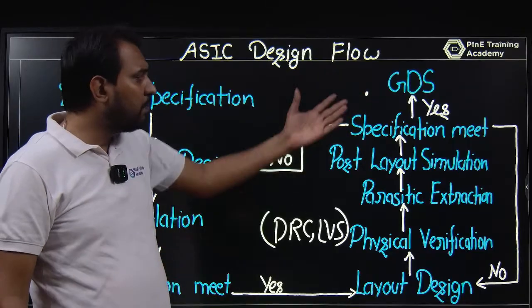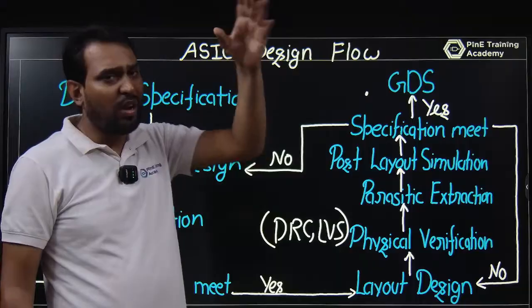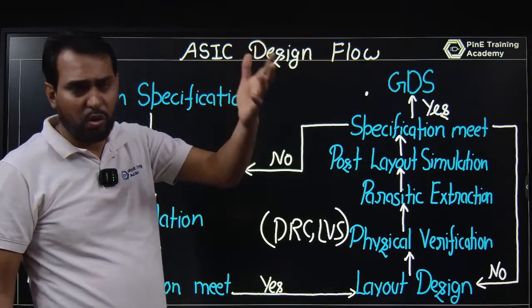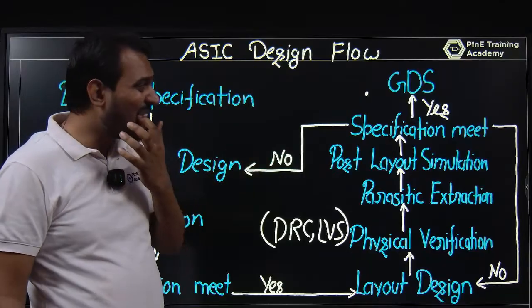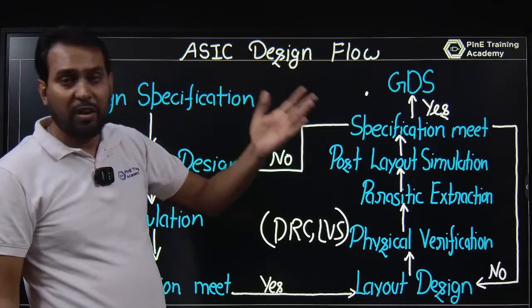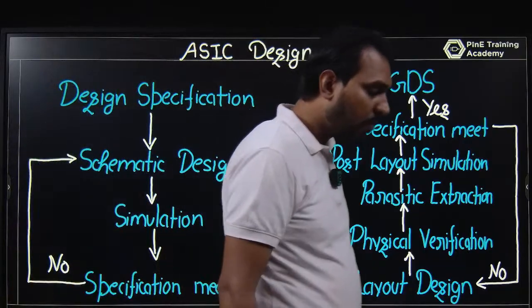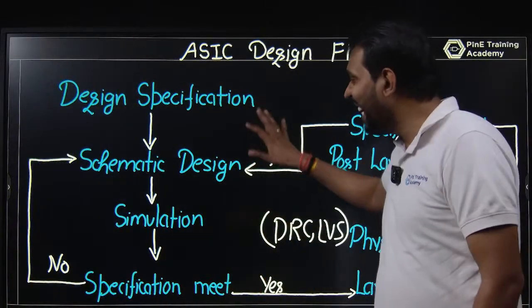This binary file will be sent to Silicon Valley or, for example, TSMC. If you are designing with TSMC, you will send it to Taiwan Semiconductor. Taiwan will fabricate this layout, that IC. So this is the ASIC design flow.